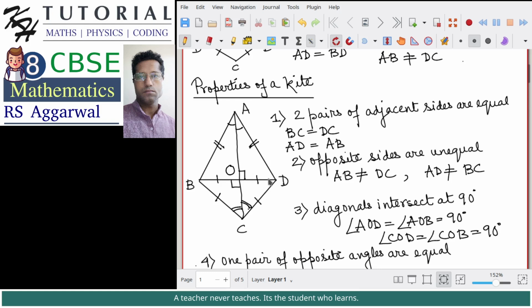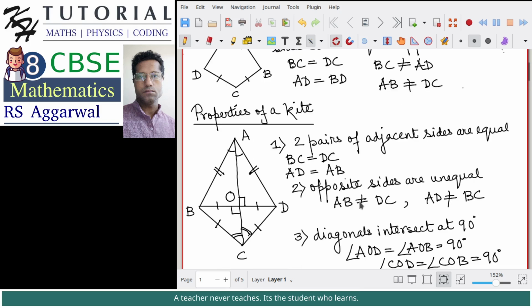Now which diagonal? The diagonal that bisects the pair of opposite unequal angles, that diagonal will divide the whole kite into two congruent triangles. So let's try to establish that relation.